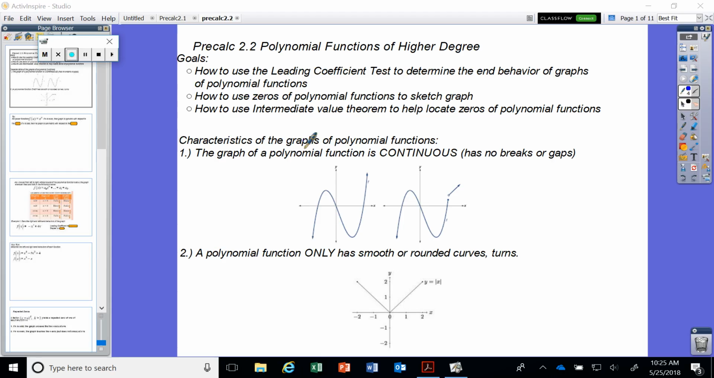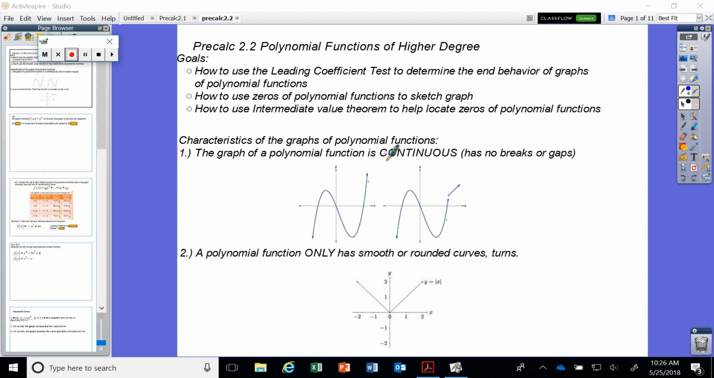So let's open up the discussion here, guys. What you see on the screen right now are the characteristics of the graphs of polynomial functions. There are two key things we need to take into account. Number one, the graph of a polynomial function is continuous. With a quick recap, we're going to dive deep into continuity.